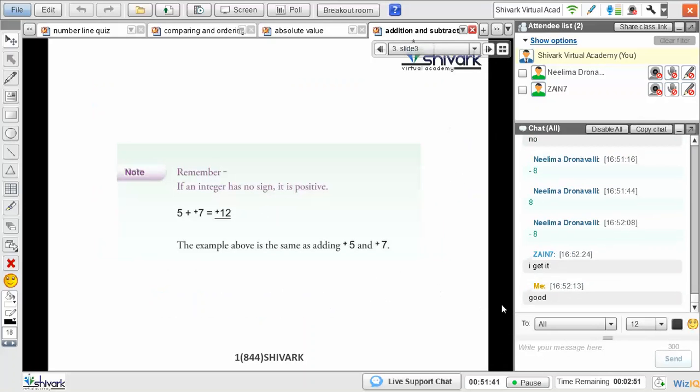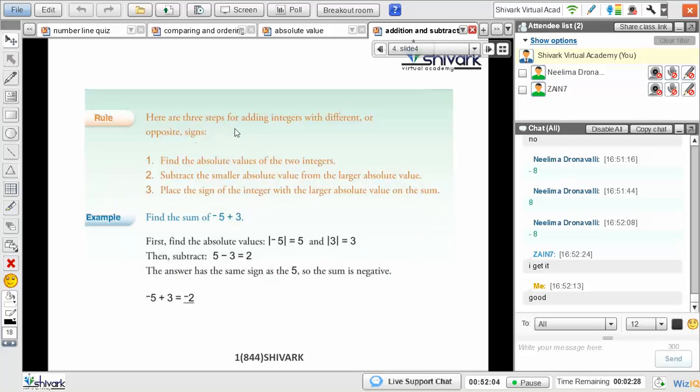Okay, let's see now. If an integer has no sign, like for example 5 plus 7, then it means it's a positive integer. Plus 5 and 5 mean the same, okay. So we are adding plus 5 plus 7 equals 12.